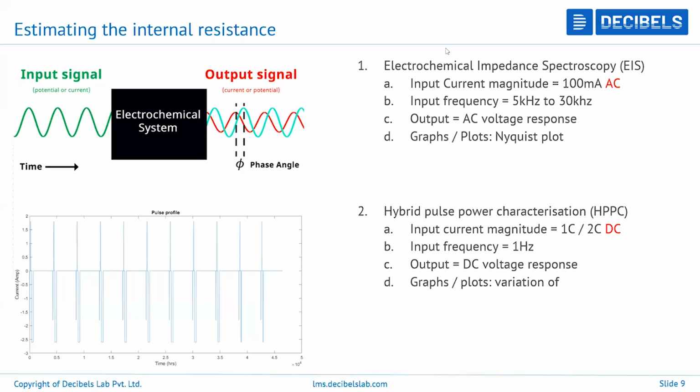The second way is by using what is called pulse power characterization. This is a very commonly used test, and here you can see the difference in terms of the current that is being applied. It is DC current here. The profile, you can see on the bottom left side. This profile is basically a symmetric profile of consecutive current pulses.